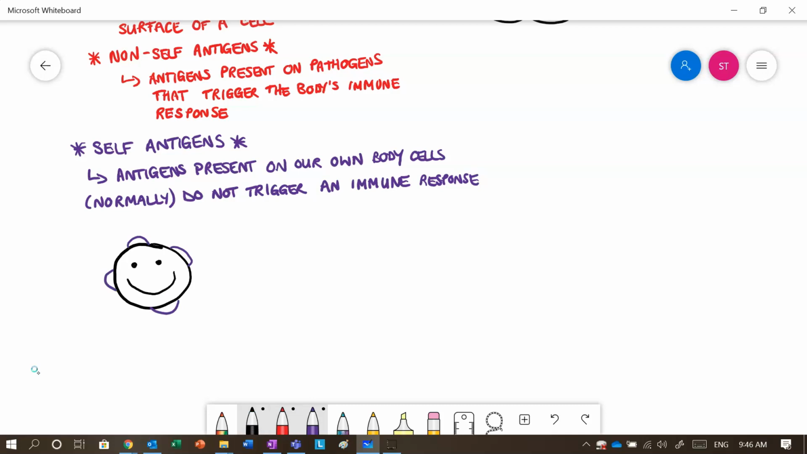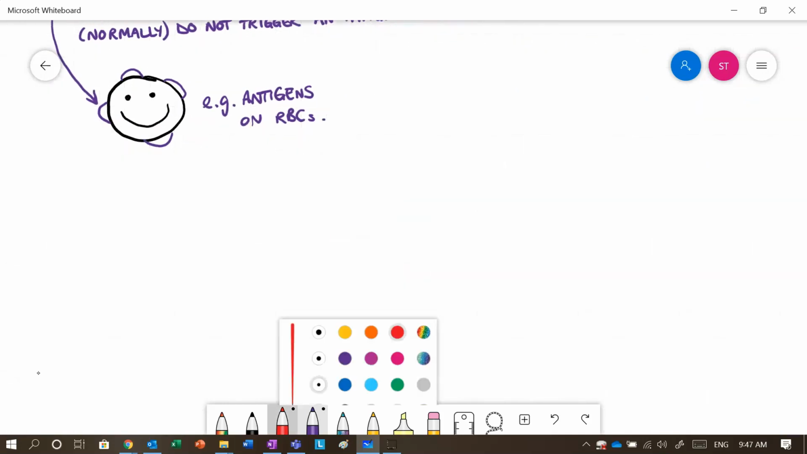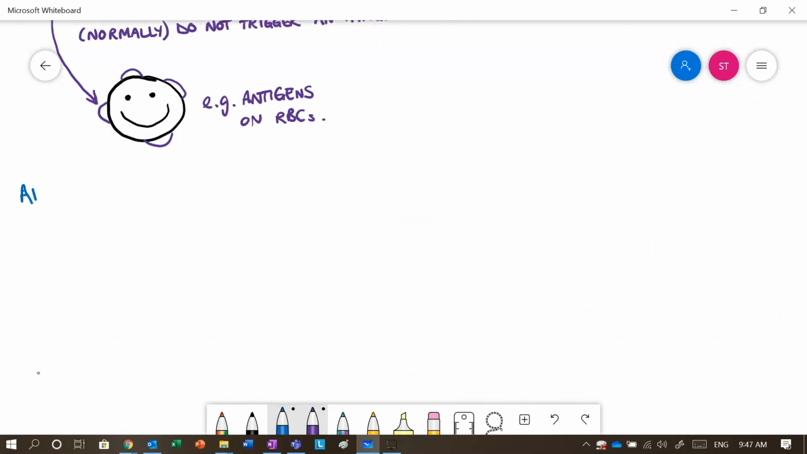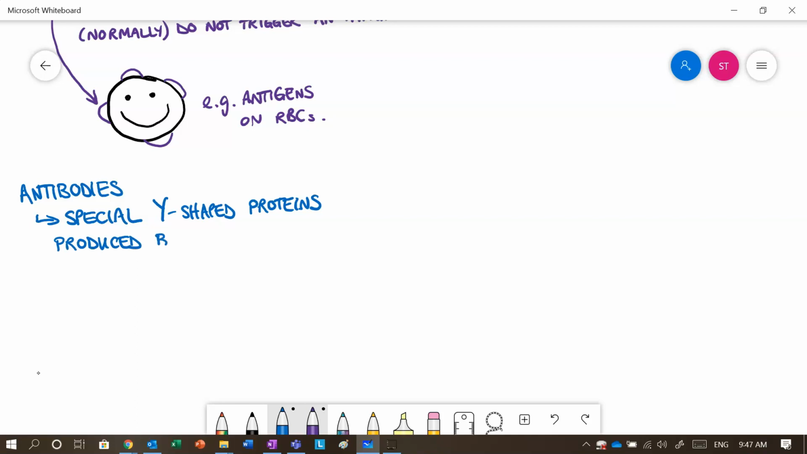So in this diagram here, I am just drawing a cell, so for example, a red blood cell with antigens on it which your body deems friendly so it doesn't attack. If your body does recognize antigens that are foreign, it will mount an immune response and it will start to produce these special Y-shaped proteins called antibodies.